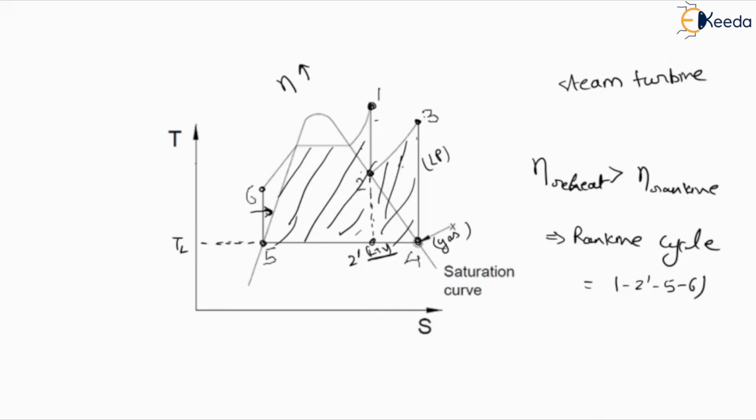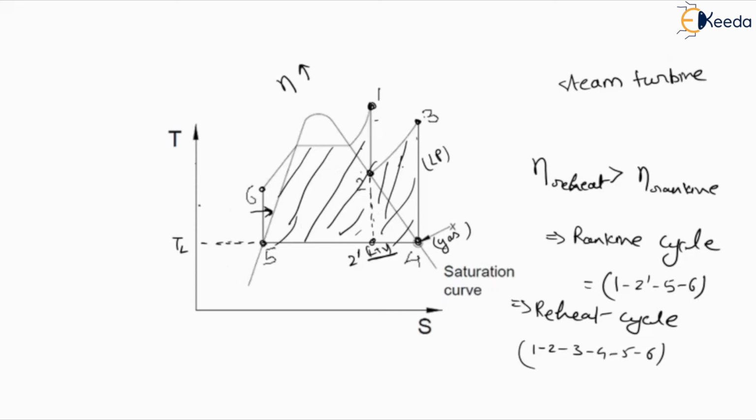But if we talk about the reheat cycle, if we define the area, this term is representing the area of the Rankine cycle. Now, for the reheat cycle, it is defined as 1, 2, 3, 4, 5, 6. This is representing the reheat cycle. So it is again increasing the area, so the efficiency will also increase. Here lower temperature will be fixed and mean temperature will be on the higher side.